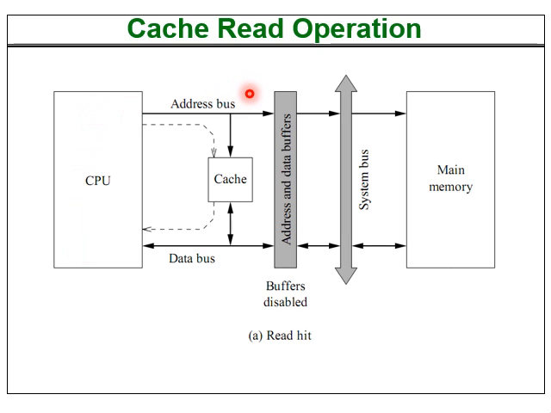This is the address bus. This is the data bus. Address bus is used to carry the address from the CPU. Data bus is used to carry the data from the main memory or the cache memory to the CPU.